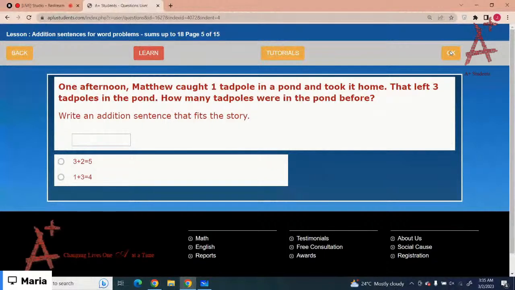Yes, that would be the second one. Got it? 1 plus 3 equals 4. So the total tadpoles in the pond before are 4. Got it? The second option is the correct one.